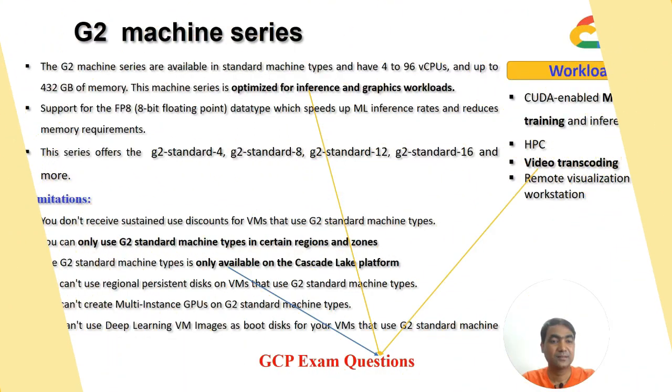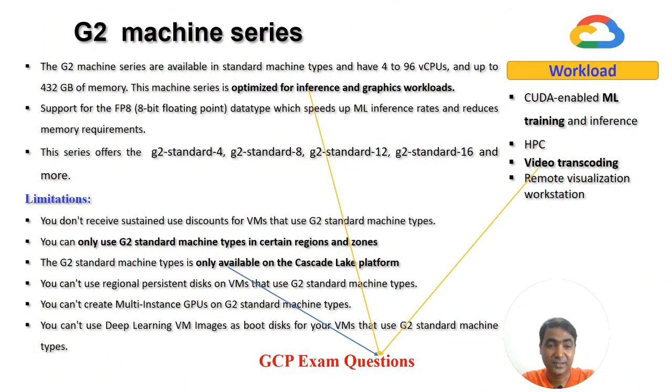As you can see here, this is the G2 machine series, and the G2 machine series is available in standard machine types and has 4 to 90 vCPUs and up to 432 GB of memory. This machine series is optimized for inference and graphics workloads. Guys, this is an important point, you remember it: optimized for inference and graphics workloads. It will be helpful for you at the time of the GCP examination.